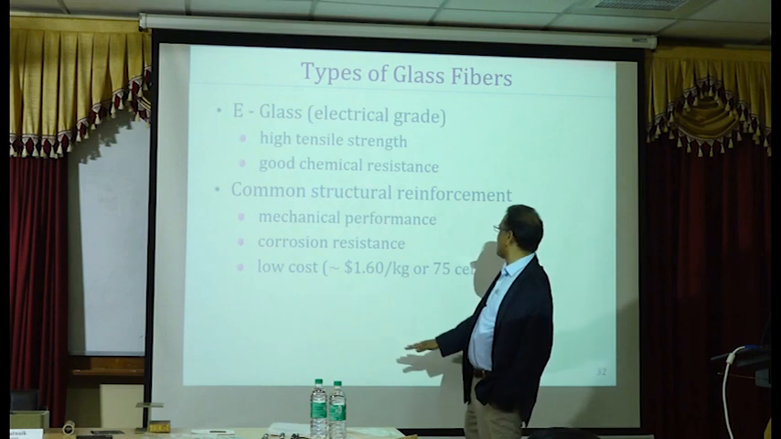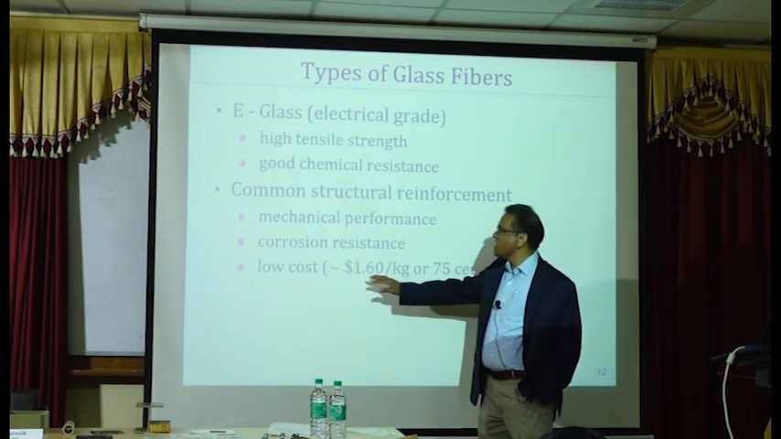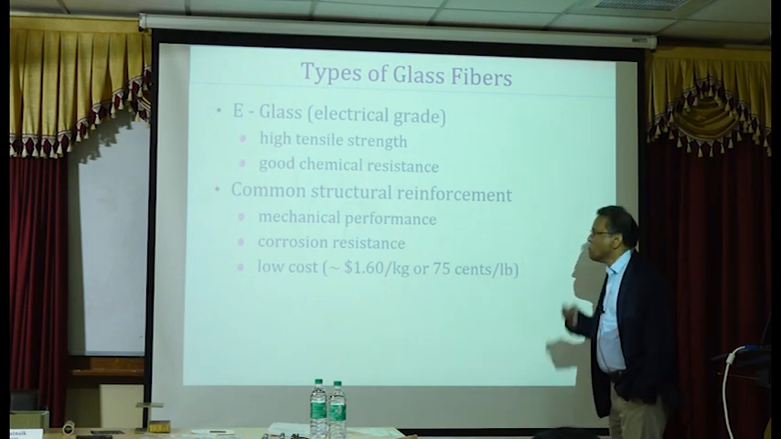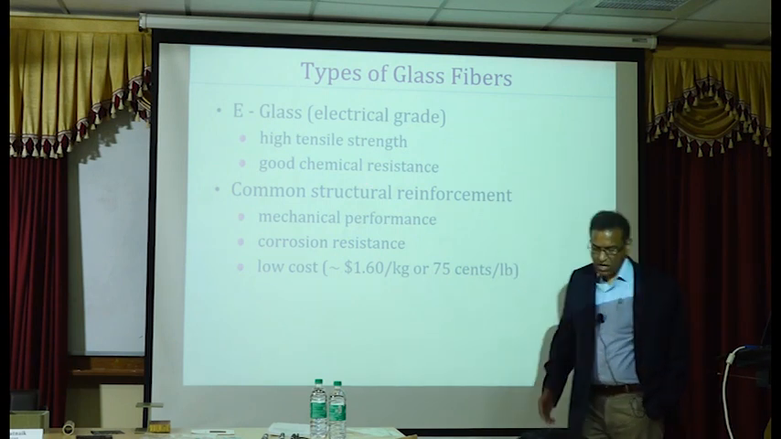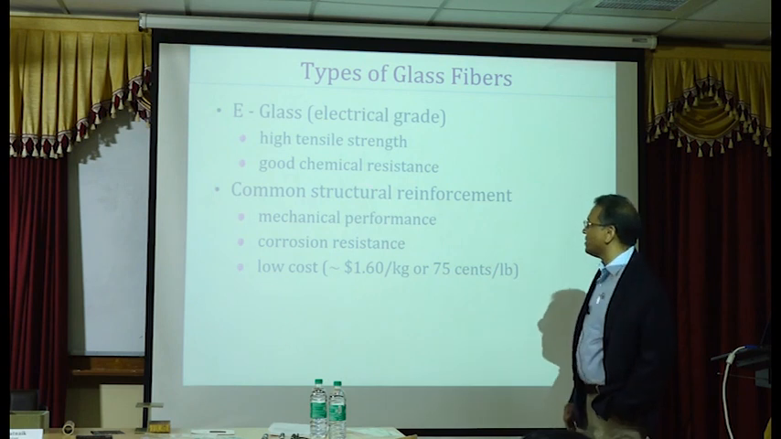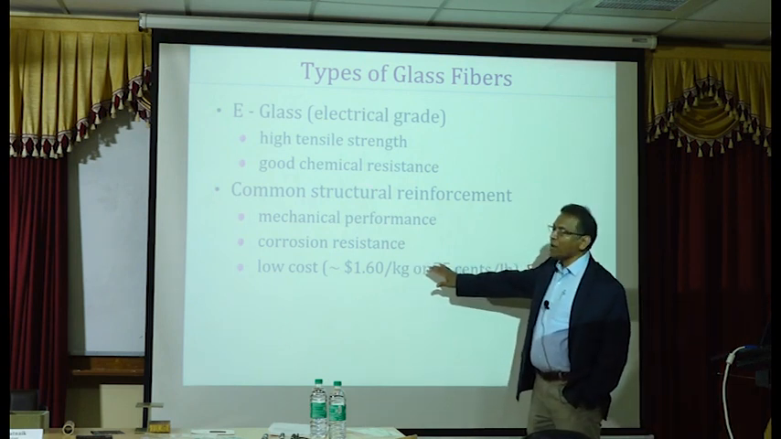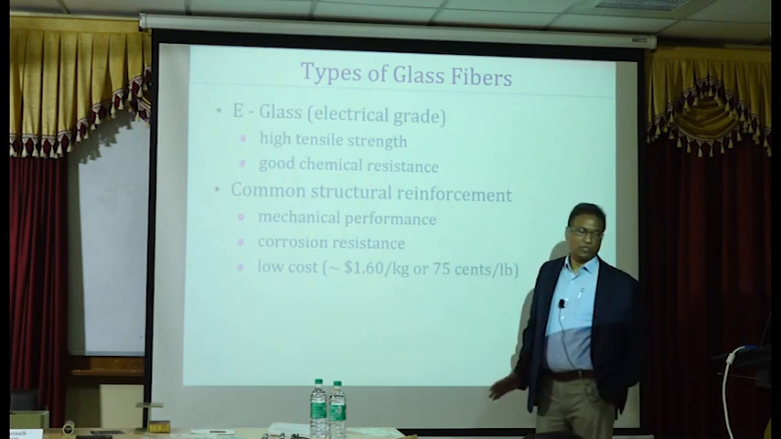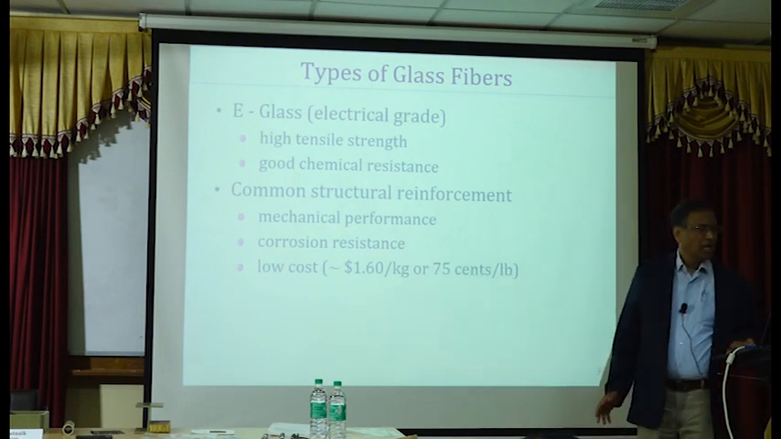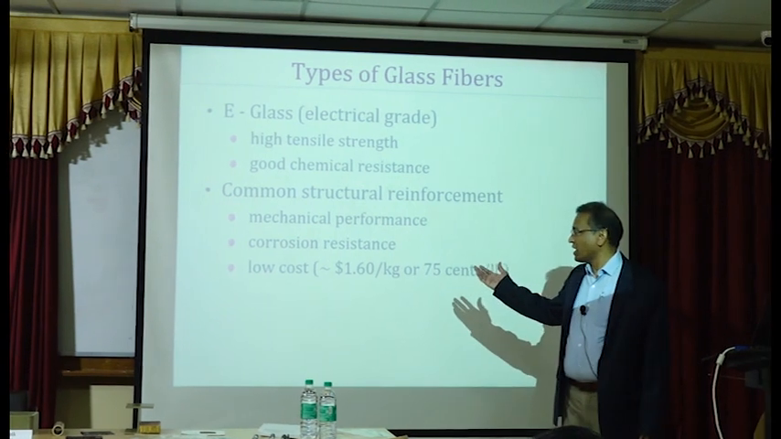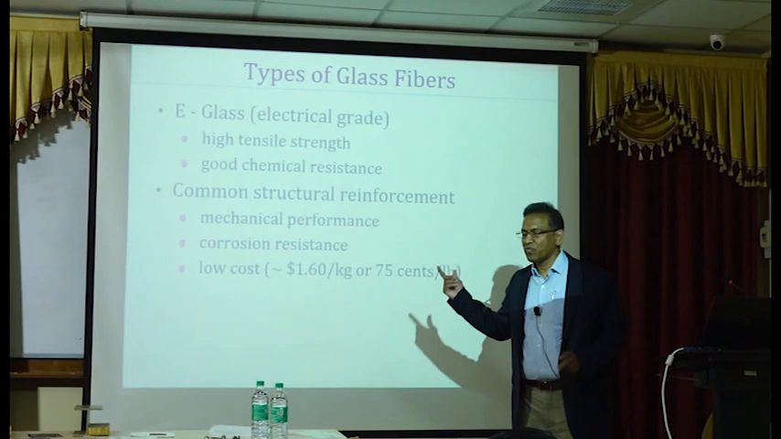I'll give you a little bit of information on pricing. It's about $1.60 per kilogram, or $1.60 is about 100, maybe about 150 rupees or something like that. So it's considered to be low cost, okay? And because the material is very light, you will get a lot of volume for 1 kilogram.